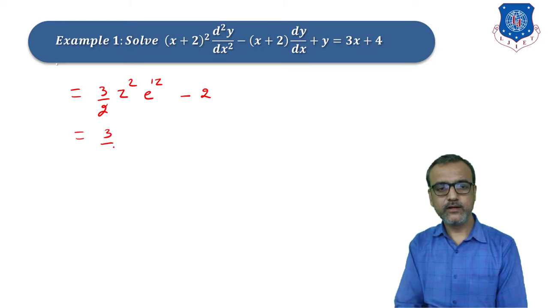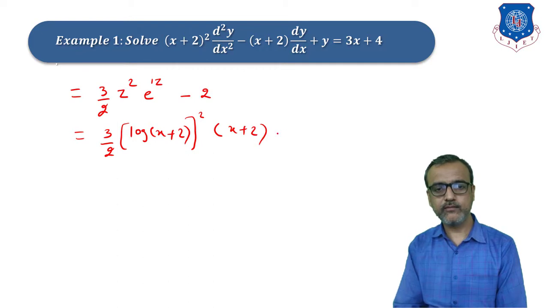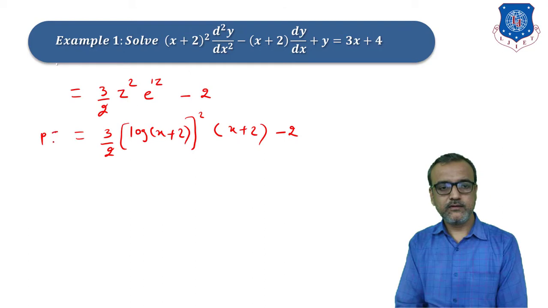Now 3 by 2 will be as it is. Now we will replace z by logarithm of x plus 2, the whole square, and e raised to z, that is x plus 2, and this minus 2 will be as it is. So this is the required PI.